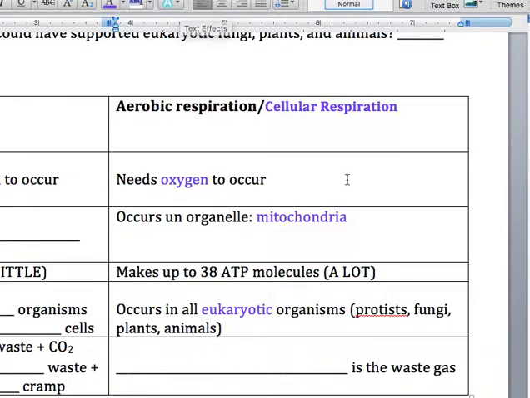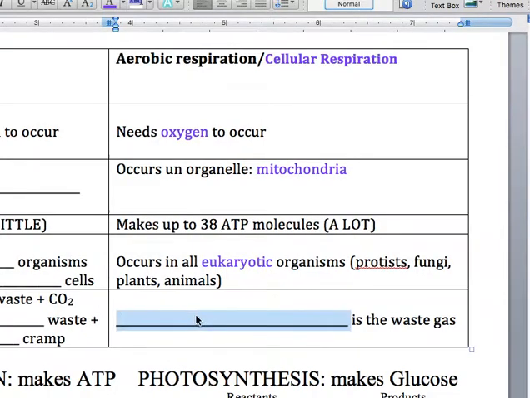Eukaryotic organisms. This would be protists, which are your pond critters, like the algae that makes everything green. Fungi, like mushrooms and molds. Plants and animals. So every cell on planet Earth can do this, except for prokaryotic bacteria.